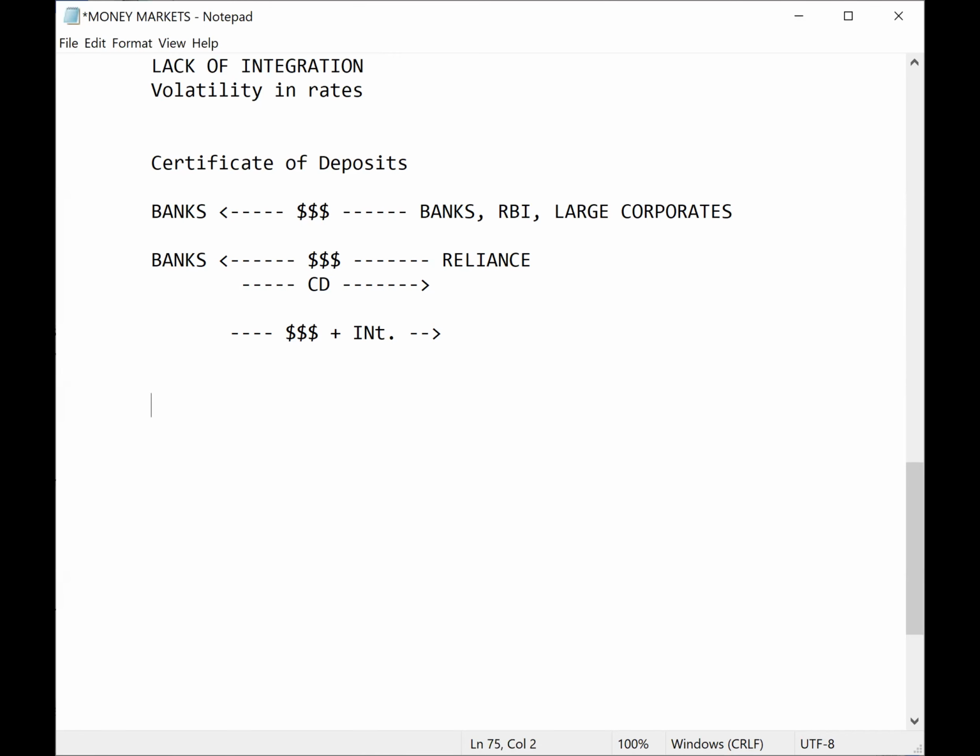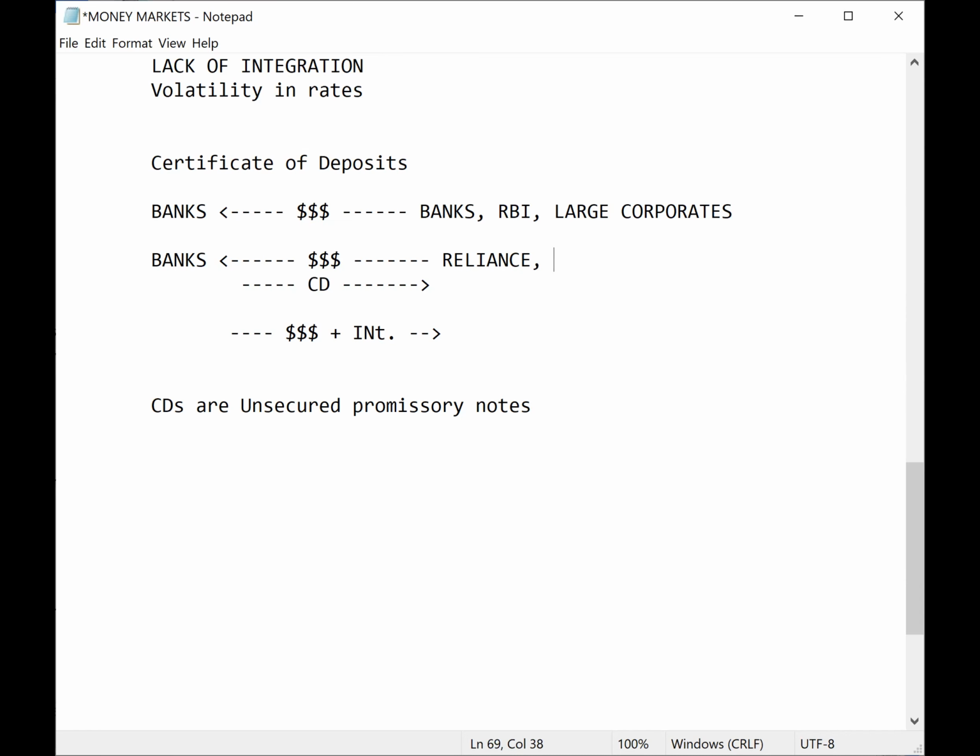Guys, please note, CDs are unsecured promissory notes. Unsecured because there is no collateral given by the bank. The bank is getting the money, so it's like Reliance is trusting the bank that they would return the money. The bank as such is not depositing any collateral with the corporate to which it is issuing the certificate of deposit.